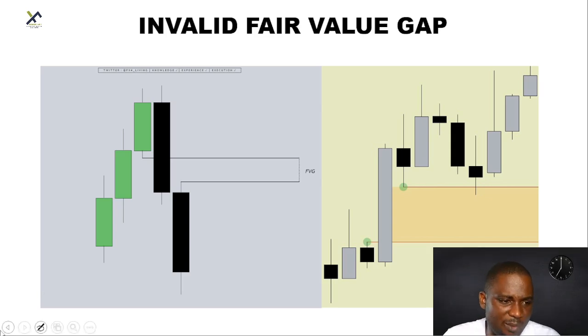Now, in a situation whereby you have 2 of the candles bullish and 1 bearish, or a situation whereby you have only the middle candle bullish and the 2 remaining candles bearish, that fair value gap is not valid and should not be traded, because the market will only respect a valid fair value gap.